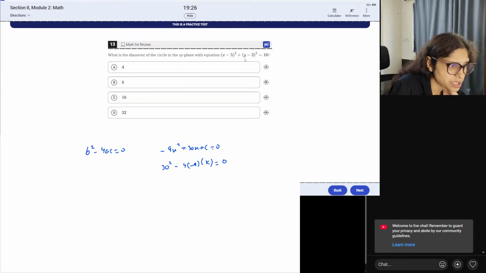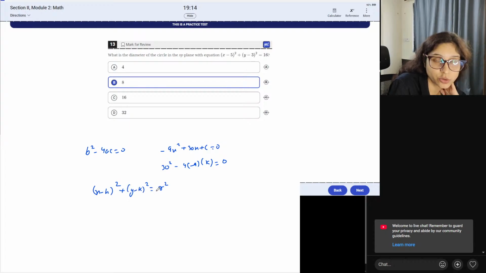What is the diameter? x minus 5 whole squared plus y minus 3 whole squared is equal to 16. Radius is 4, diameter is 8, because x minus h whole squared plus y minus k whole squared is equal to r squared. I am not writing the question number, but do not make that mistake. Write the question number when you want to revise it. So r squared is 16, r is 4, diameter is 2r, that is 8.